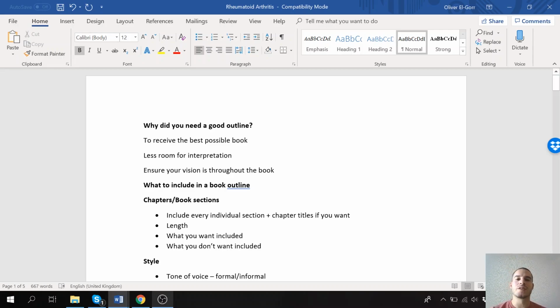So first things first, why do you need an outline for your book? Why do you need a good outline? Before you send the book to a writing company, you need to do an outline. The better your outline, the better the book you will receive. Pretty simple. The reason for this is that there's less room for interpretation.